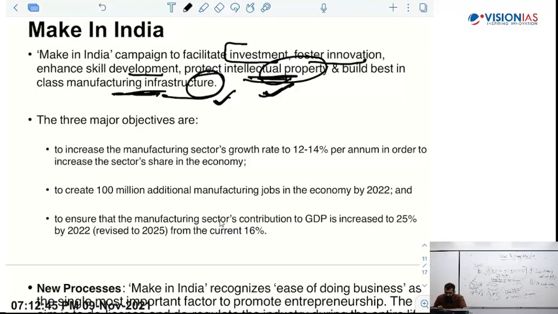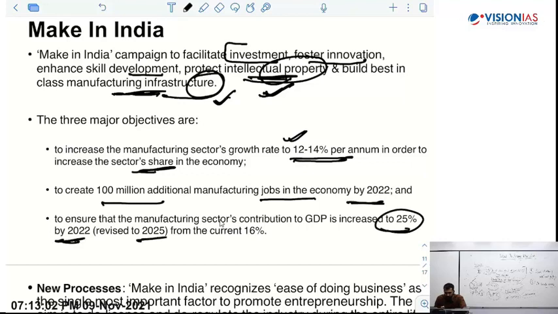Now what are the objectives? Growth rate to 12 to 14% in order to increase the sector share. You can see the objective remains still the same. To create 100 million additional manufacturing jobs in the economy by 2022, ensure contribution is increased to 25% by 2022. Now it has been revised to 25 from the current 16. Similar objectives. Most of the policies in India after 91 are trying to rationalize the government intervention.